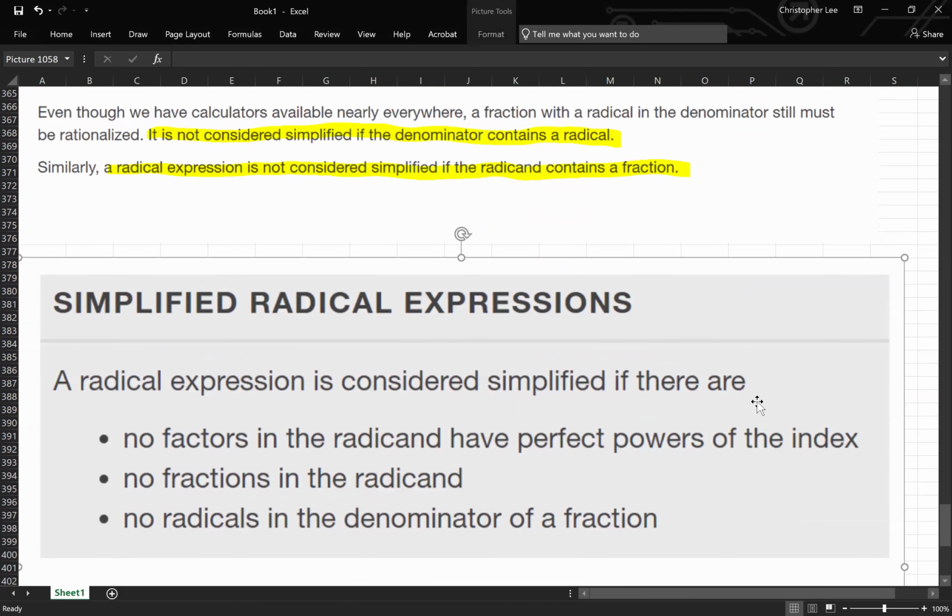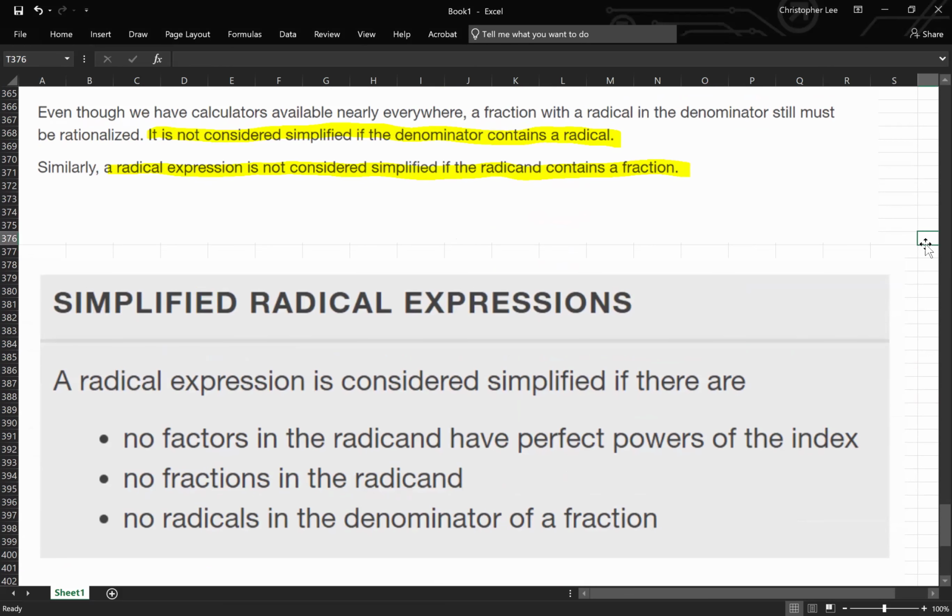So simplified radical expressions, all right? A radical expression is considered simplified if there are no factors in the radicand that have perfect powers of the index, no fractions in the radicand, right? Radicand, again, is that thing that's underneath the square root, right? And no radicals in the denominator of a fraction, all right?